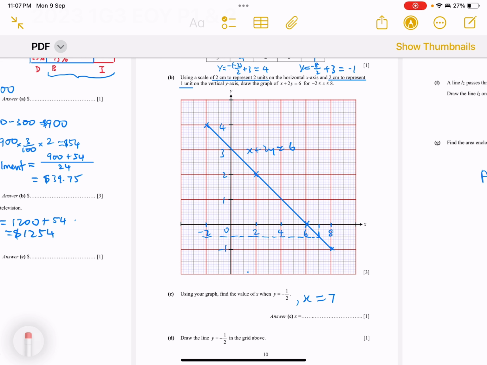Okay, next, what do they want us next? State the gradient. Okay, gradient is the height over the base. But before we rush into the answer, you must look at the sloping of the line. It slopes down, so it's a negative gradient. So gradient is height over base. So the height is 3 and the base is 6. So 3 over 6, which is negative half. So the gradient is negative half.